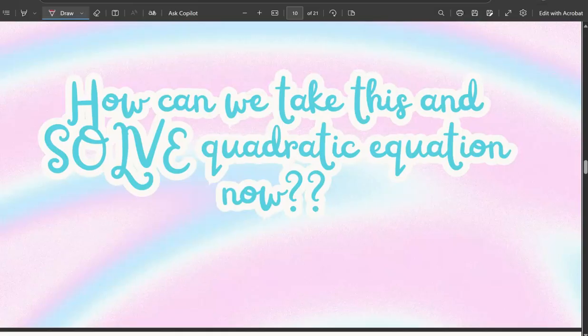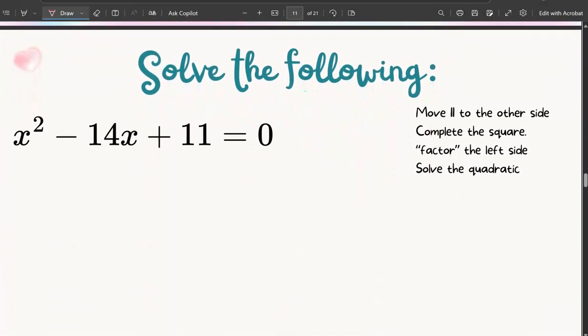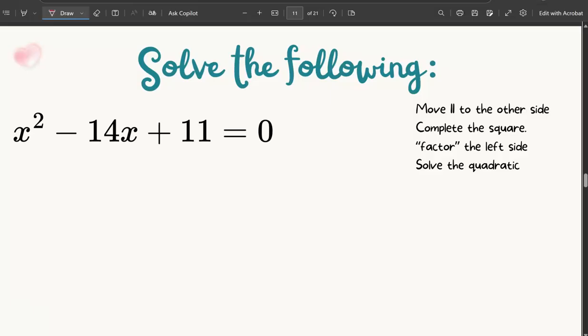So now we're going to talk about how we can take what we just talked about and solve these quadratic equations. So if you notice, sometimes we are given quadratics that are not factorable. So like for instance, this problem right here, I would need two numbers that multiply together to give me 11 that add together to give me -14. Those numbers don't exist. And so we have to use another format. We have to use the completing the square, or we could use the quadratic formula to solve these.